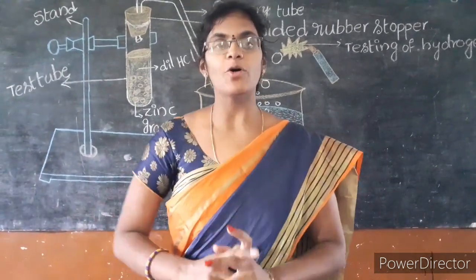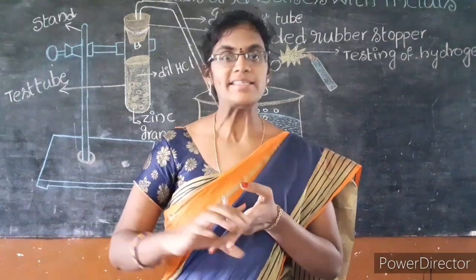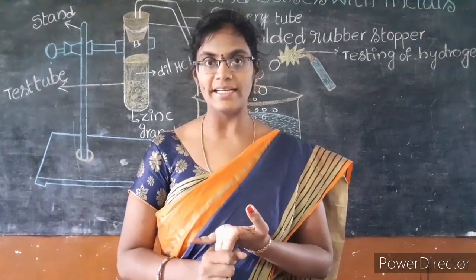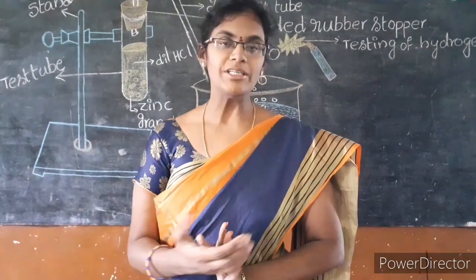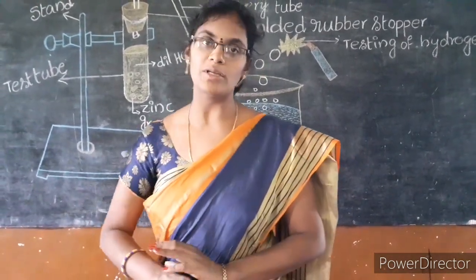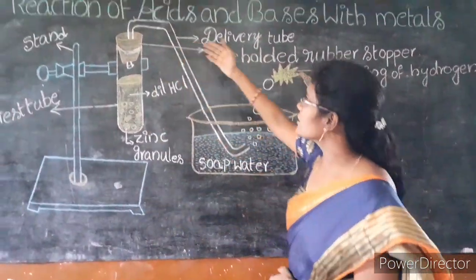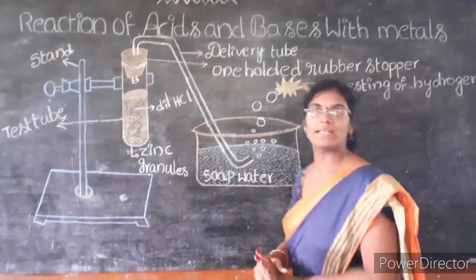In our previous video we already discussed some of the indicators like natural indicators, synthetic indicators and olfactory indicators, and also activity 1 and activity 2. In this video we are going to discuss one of the chemical properties of acids and bases. They are the reaction of acids and bases with metals.